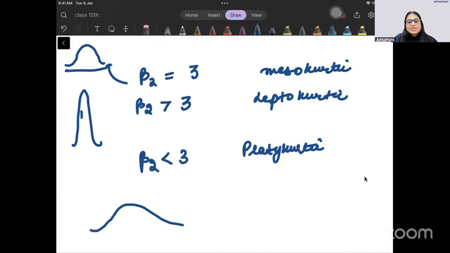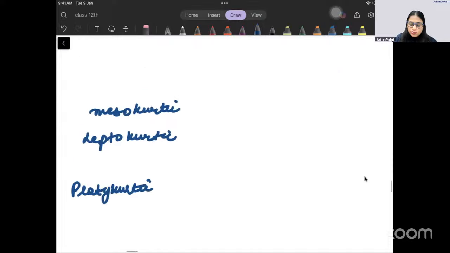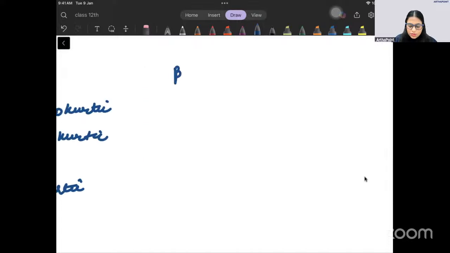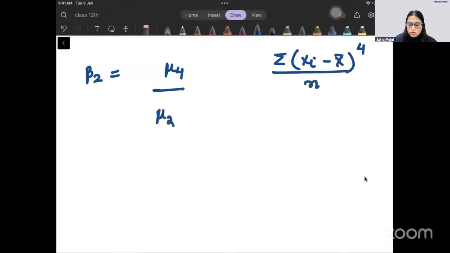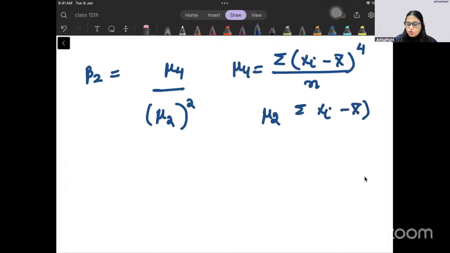Now how do we calculate this? So beta 2 is mu4, the fourth central moment. What will mu4 be? Summation of (xi minus x bar) to the power 4 by n, divided by mu2 to the power 2, where mu2 will be what? Summation of (xi minus x bar) to the power 2 by n.